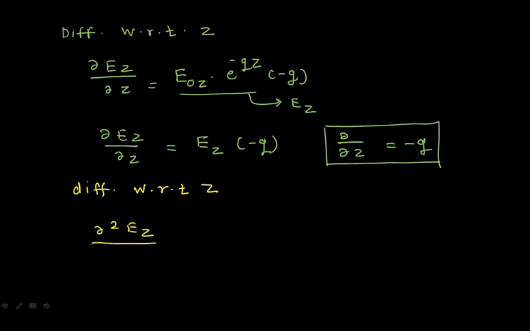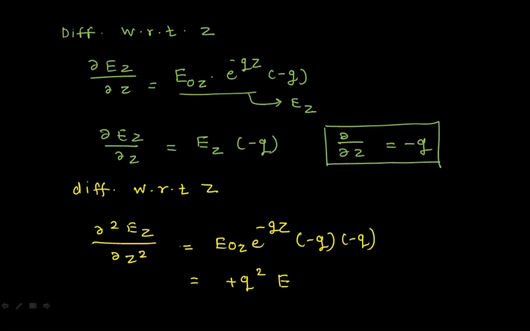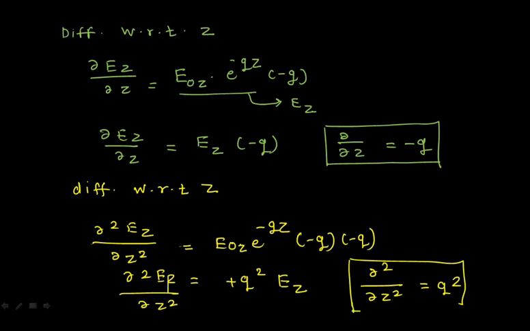So d square Ez by dz square will give you E0 e raised to minus gamma z; this will be minus gamma, and again this will be the minus gamma. So I can write here this is plus gamma square E0 e raised to gamma z. Again it reminds me of E of z. So I can define another operator: d square by dz square is nothing but gamma square. Now you do remember these two operators as we have remembered in the previous sessions. D by dz is minus gamma, and d square by dz square is nothing but gamma square.